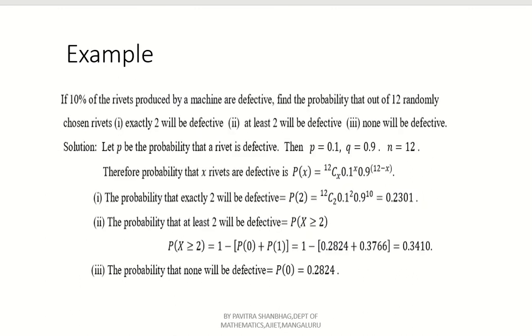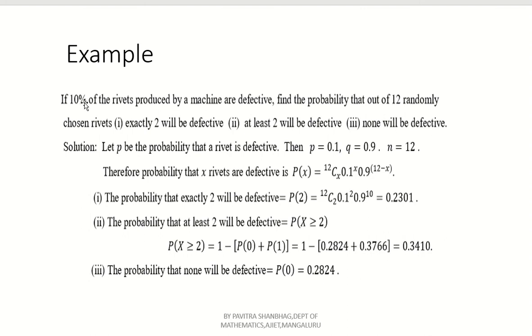Now let us discuss one more problem. If 10% of the rivets produced by a machine are defective, find the probability that out of 12 randomly chosen rivets, first one, exactly 2 will be defective. Second one, at least 2 will be defective. Third one, none will be defective. It is again same as previous only.